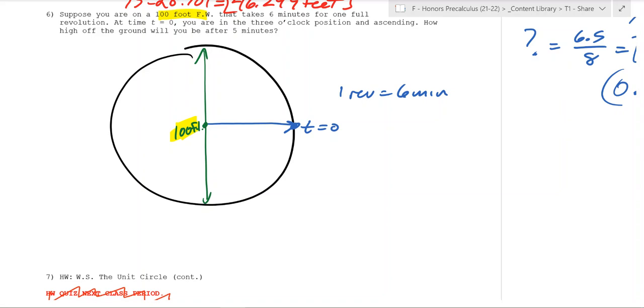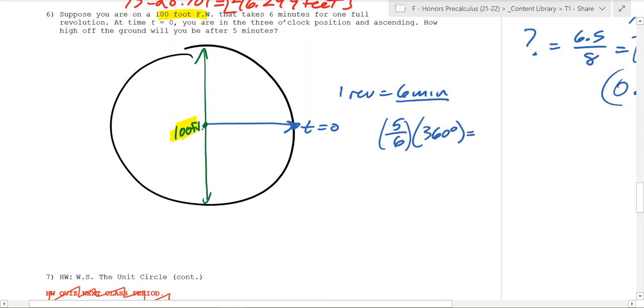Well, how much of the circle have you done then? You've done 5/6 of the circle. If one circle is 6 minutes, we've now done in 5 minutes 5/6 of the entire circle. So what is that angle going to be? Well, you can multiply the 5/6 times 360 right there, and you end up going almost all the way around like this. So when you do that, you end up with 300 degrees. So if that's 300 degrees, this right here is negative 60 degrees.